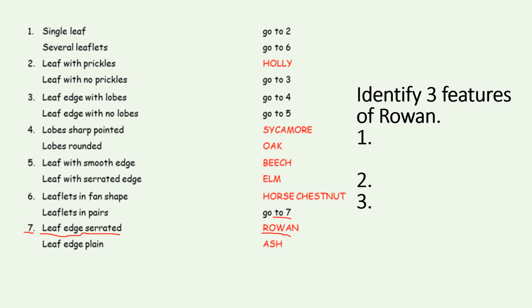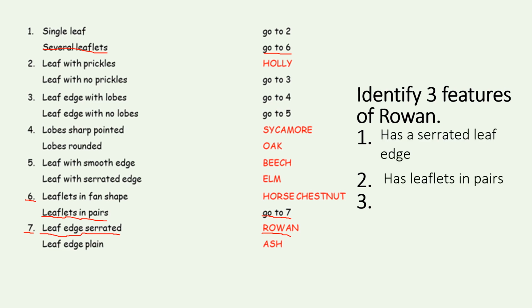So the statement that says go to 7 says leaflets in pairs. So we know that rowan has to have its leaflets in pairs. That's fine, that can be another characteristic. And we know this is statement 6, so we've had to go to statement 6. We have to go to wherever it says go to statement 6. So go to 6 is up here, which means that it's got several leaflets. So its three characteristics would be that it's got several leaflets, it has got leaflets in pairs, and it's got leaf edge serrated. So it has a straight leaf edge, has leaflets in pairs, and has several leaflets.